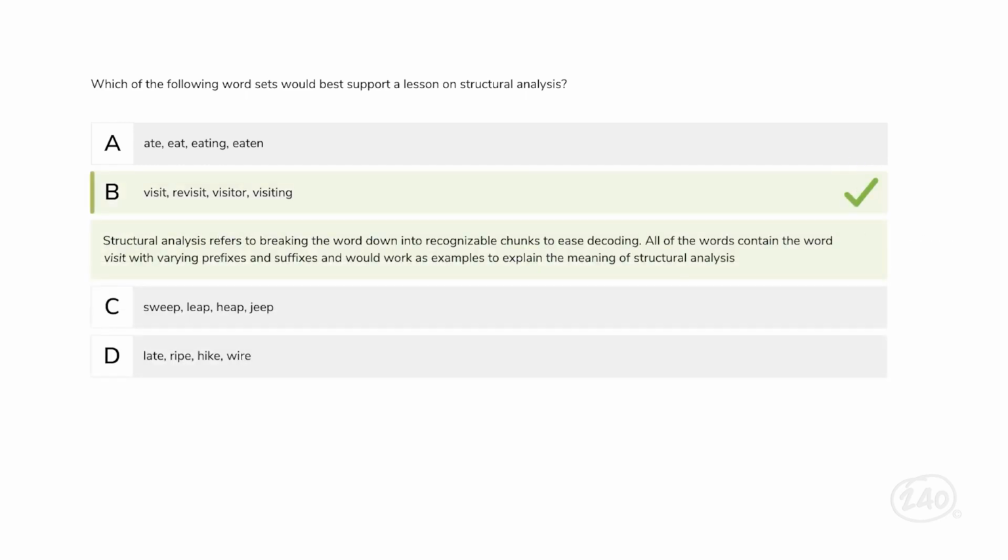Like I said earlier in the video, structural analysis refers to breaking the word down into recognizable chunks to ease decoding. All of these words contain the word visit with varying prefixes and suffixes, so they would work as examples to explain the meaning of structural analysis. What about competency 3, fluency? What might those questions look like?